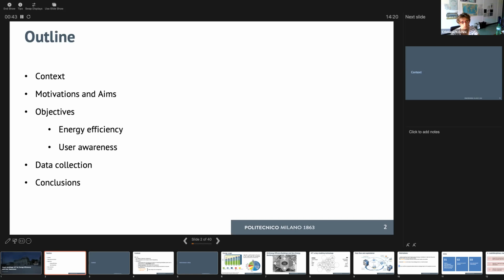And in particular, we will focus on two aspects, two objectives that have been addressed during the work of these years, which is energy efficiency and user awareness, as the title of the presentation said. In particular, my interest and my competencies focus on data collection, which means all the information that is gathered in order to be able to carry out these tasks. Some conclusions will give some, let's say, lessons learned from these experiences.